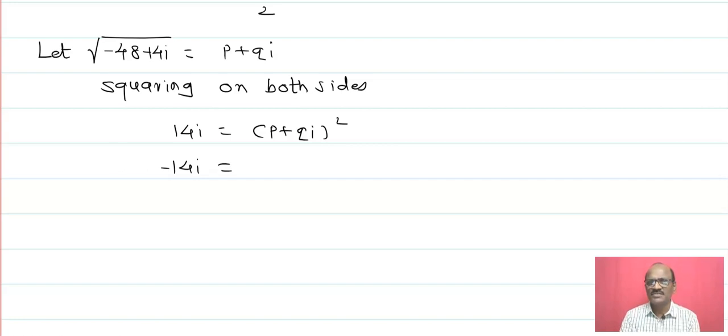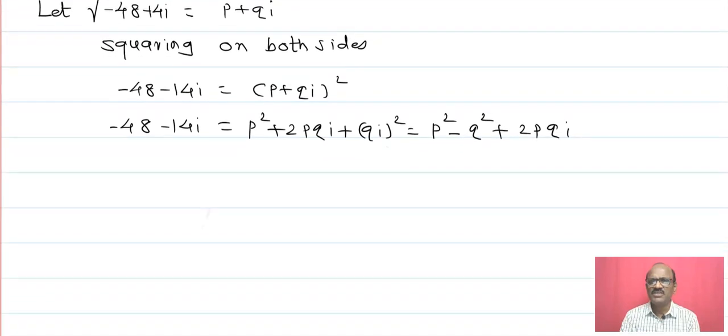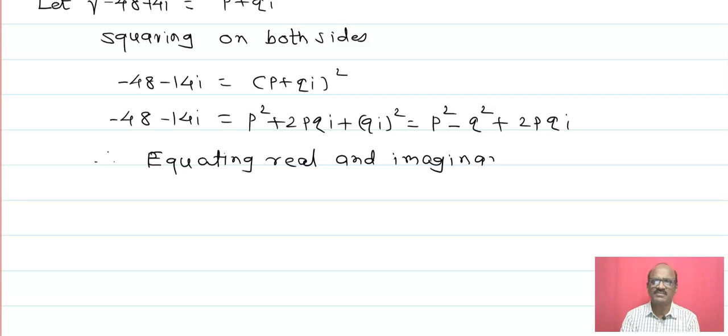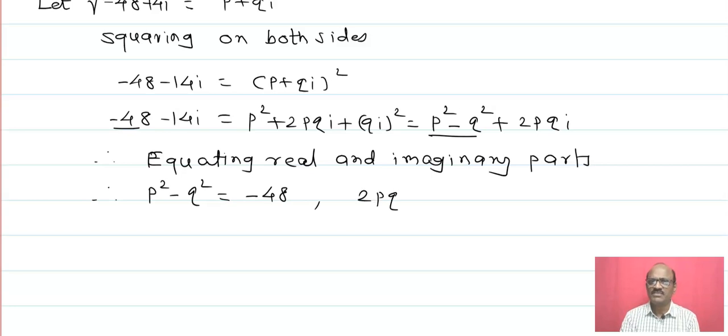Squaring on both sides, then you will get minus 48 minus 14i is equal to (p plus qi) square, which is p square plus 2pqi plus (qi) square, which is p square minus q square plus 2pqi. And so, equating the real and the imaginary parts, p square minus q square is equal to minus 48 and 2pq is equal to minus 14.